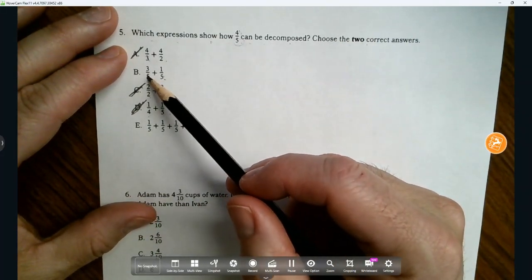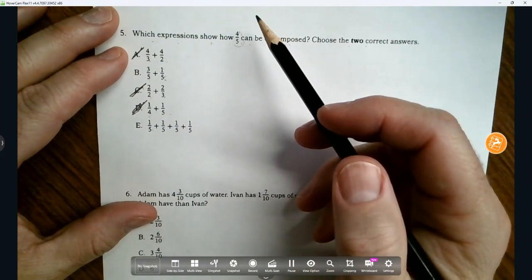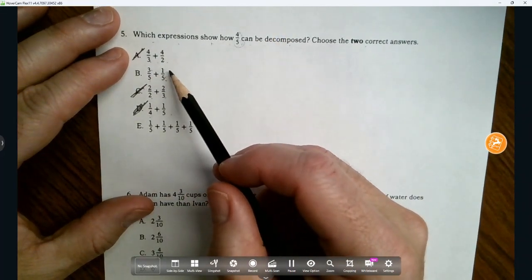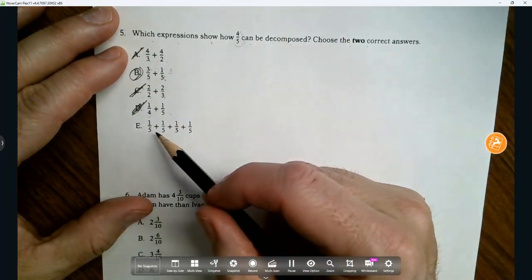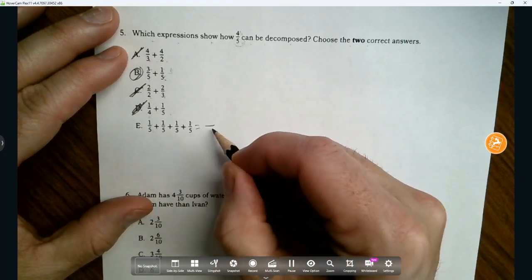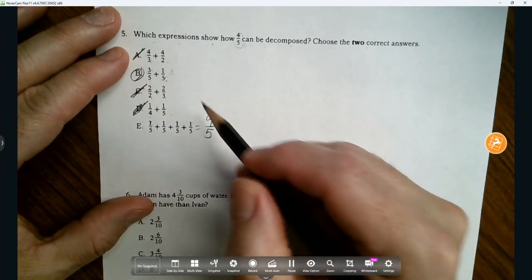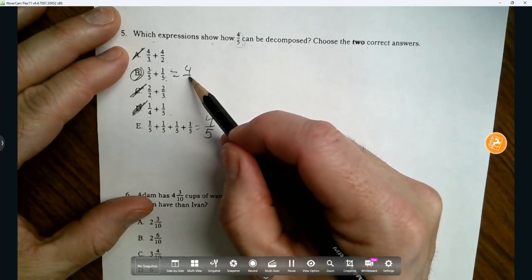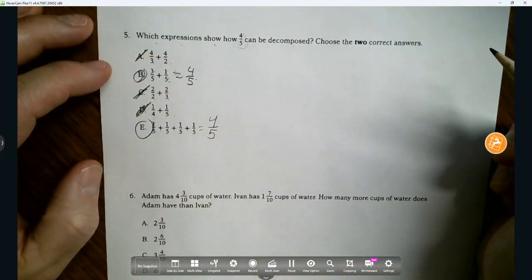Is 3/5 plus 1/5, does that equal 4/5? It does, because 3 plus 1 is 4 over 5. So circle this one. Then over here we have 1/5 plus 1/5 plus 1/5 plus 1/5. So 1 plus 1 plus 1 plus 1 equals 4 over 5. I should have done that up here. 3 plus 1 equals 4, both over 5. So these are our 2 answers.